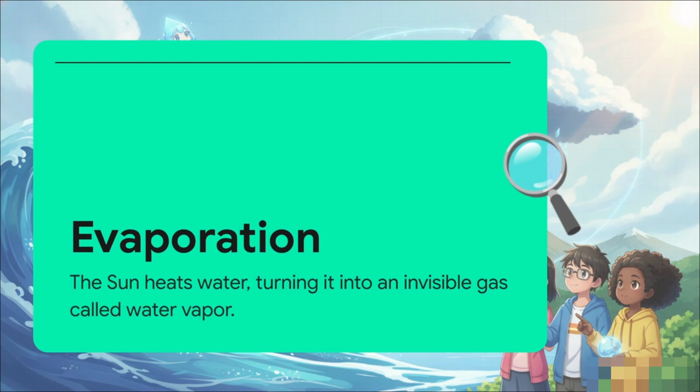The sun heats up the water in our oceans and rivers and turns it into this completely invisible gas called water vapor. Pani gas ban jata hai. Even though our eyes can't see it, this vapor is rising super high into the air. Oh, and fun fact, plants actually help out too by releasing vapor right from their leaves.